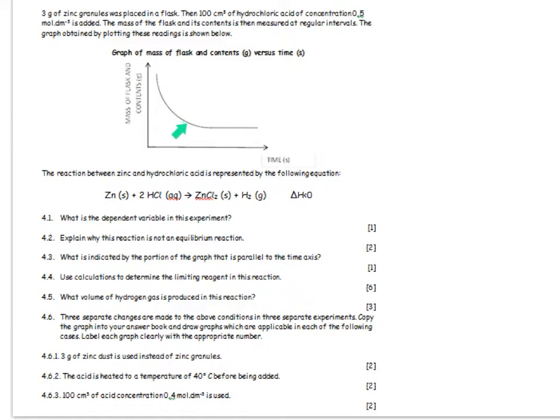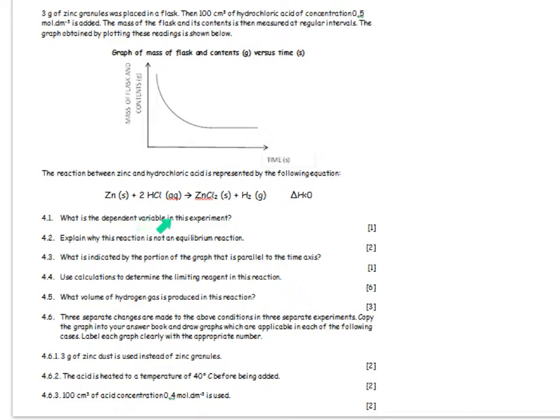So the mass decreases until it stabilizes, which makes sense because one of my products is a gas, which means that gas is not disappearing, but going into the atmosphere and going away. So the reaction between zinc and hydrochloric acid is represented, and they give you the reaction.